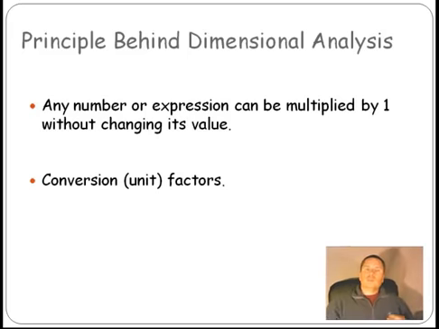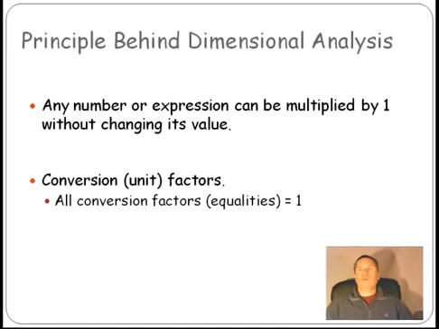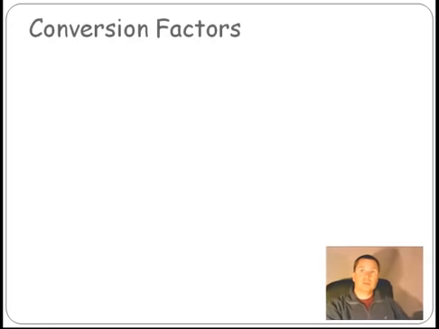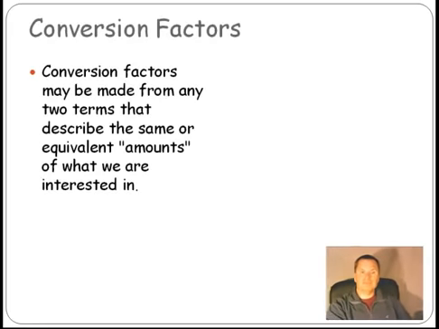To do this dimensional analysis, we use what's called conversion factors or unit factors. And all these are the factors that equal 1, that allow us to convert from one unit to another. And that's the whole key behind this. Conversion factors may be made of any two terms that describe the same or equal amounts of what we are interested in. Let's go back and take a look at some basic units to measure.